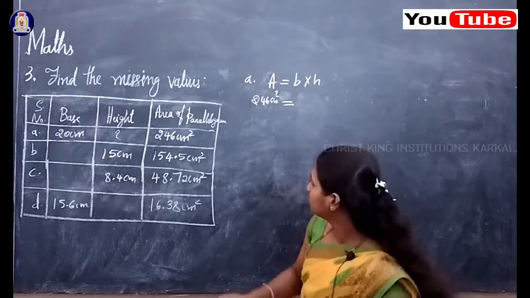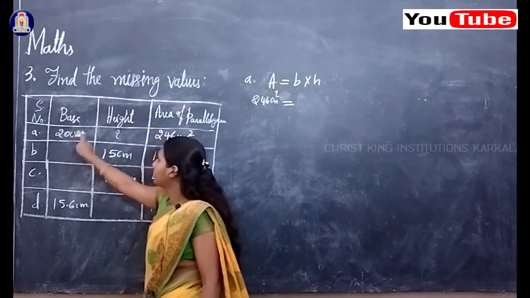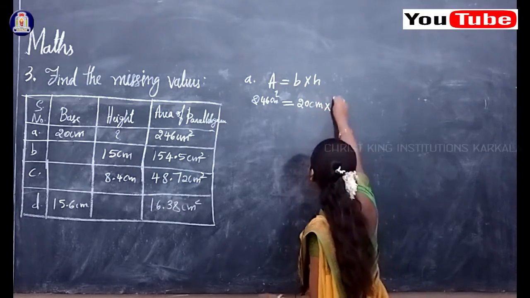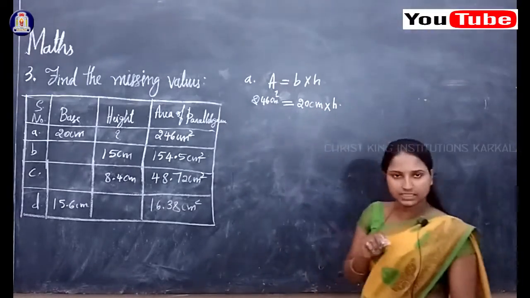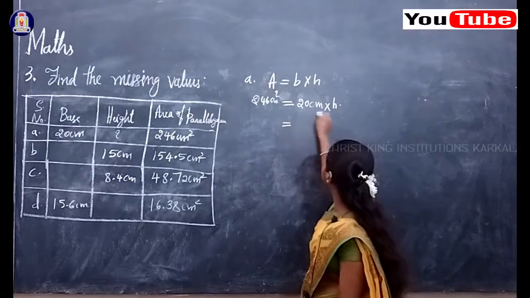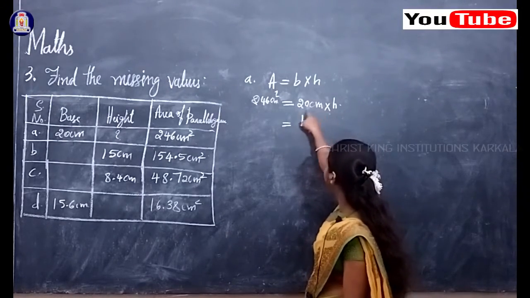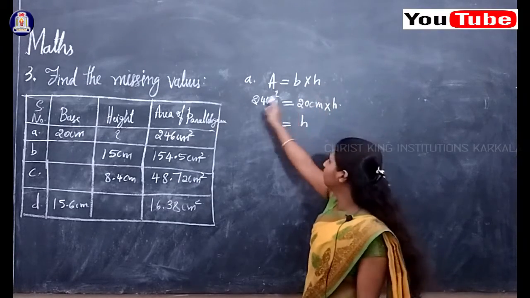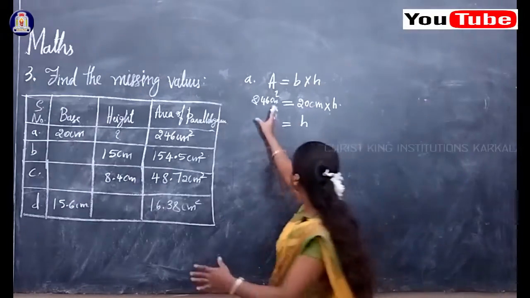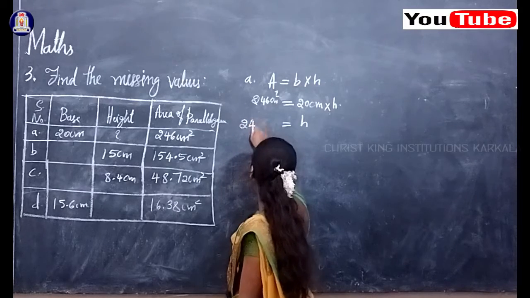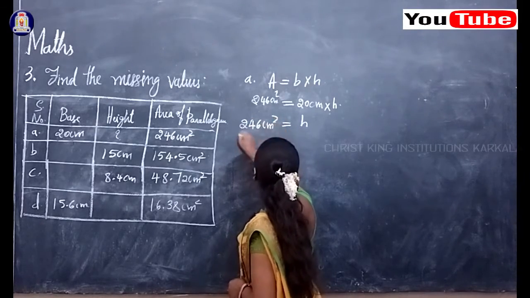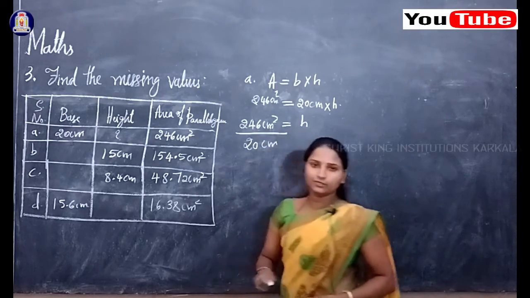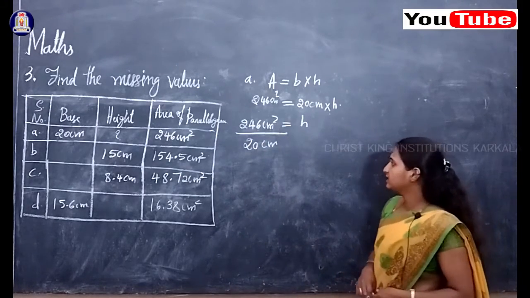See the question. The base is 20 centimeter, so write 20 centimeter as the base, and height is not given, so write h as it is. Here 20 is multiplied to h, so it will divide on the other side. So h is equal to 246 centimeter square divided by 20 centimeter. Clear?